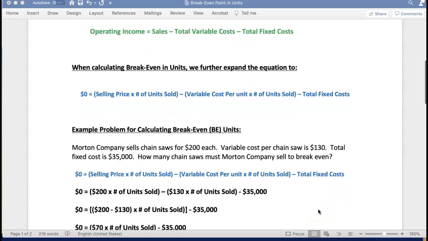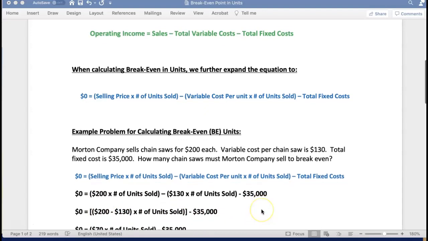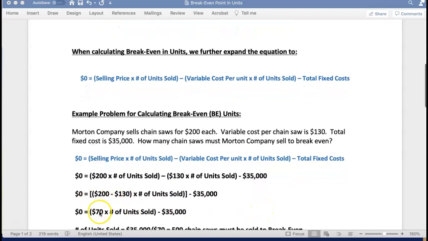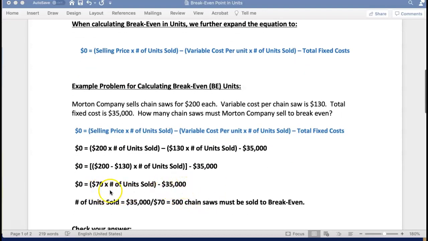So the simplified version of this is, since both of them are multiplied times the units sold, we can say 200 minus 130 times the number of units sold minus the total fixed cost. So 200 minus 130 is $70. So $70 times the number of units sold minus the fixed cost. So at this point, I'm just going to divide by 70. And so I'm going to take $35,000 and divide it by $70. And that gives me 500 chainsaws must be sold to break even, or to have zero profit.